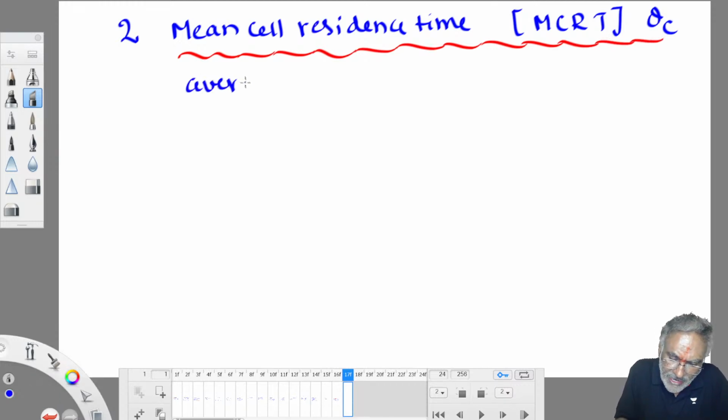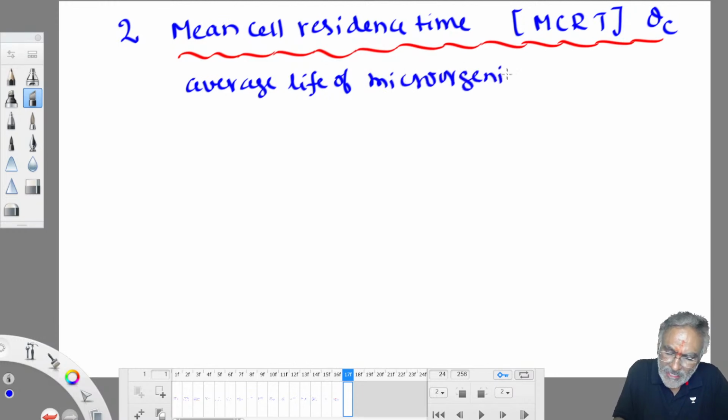So the average life of microorganisms, the average lifespan of microorganisms, is known as mean cell residence time. Some people call it sludge age. All are one and the same.